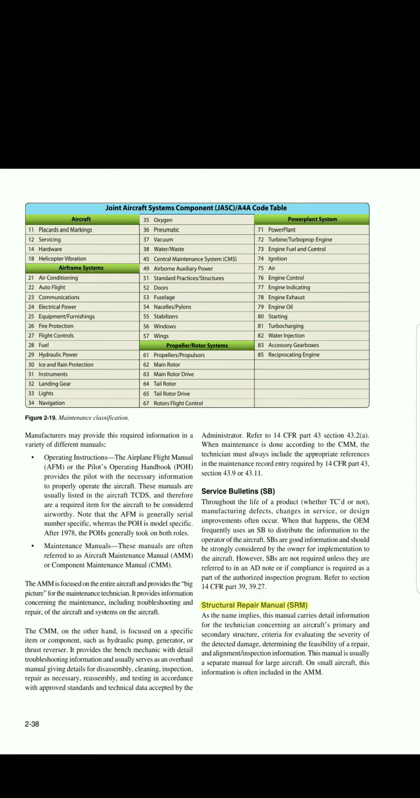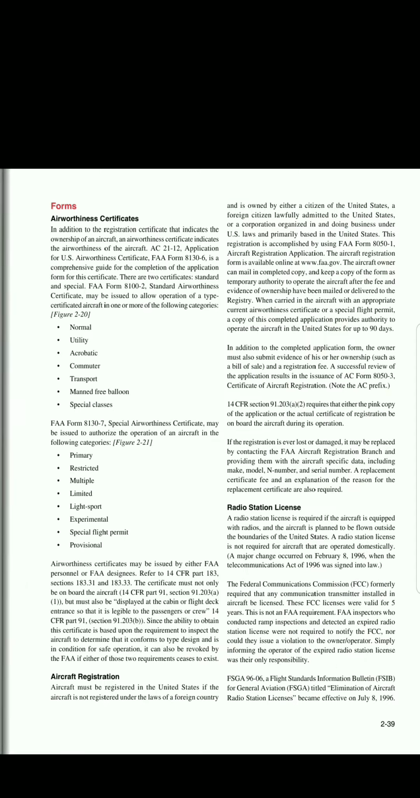Structural Repair Manual, SRM. As the name implies, this manual carries detailed information for the technician concerning an aircraft's primary and secondary structure, criteria for evaluating the severity of the detected damage, determining the feasibility of a repair, and alignment/inspection information. This manual is usually a separate manual for large aircraft. On small aircraft, this information is often included in the AMT 2-38 forms.